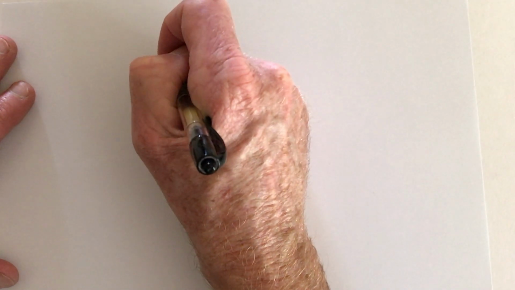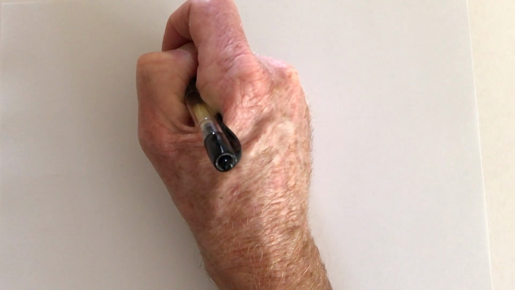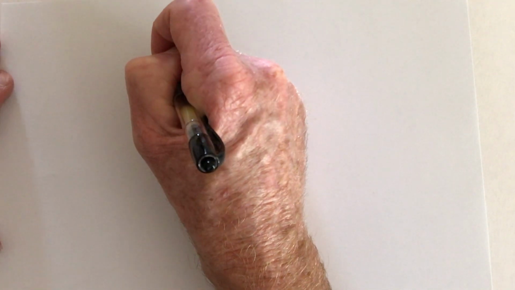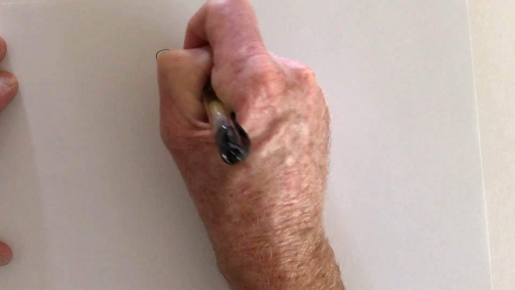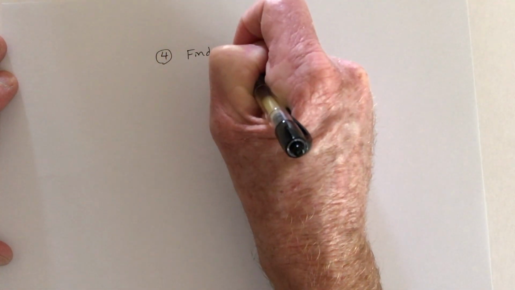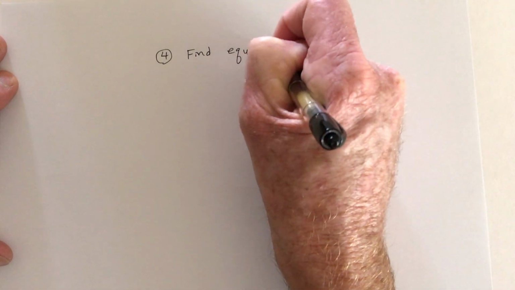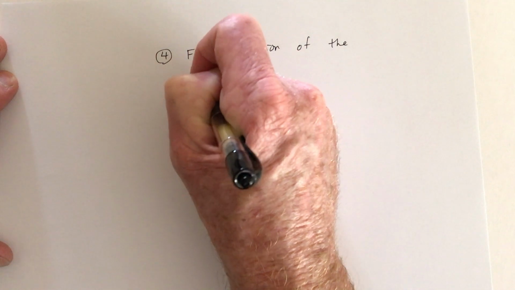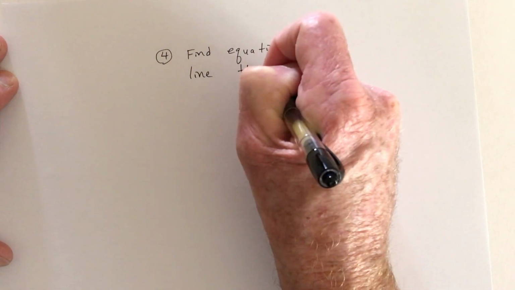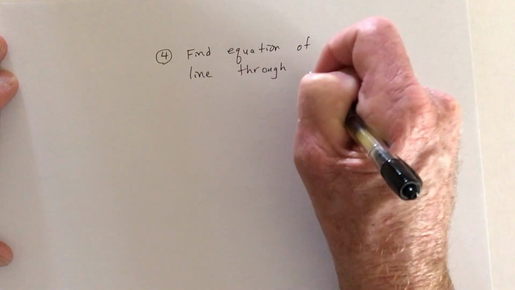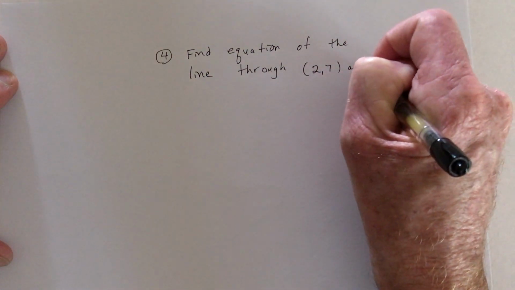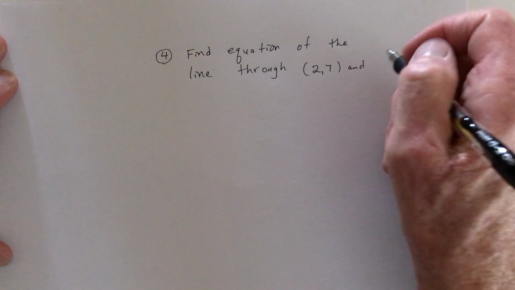So for example, find the equation of the line. I was just trying to see which number example this is, number 4. So for example number 4, find the equation of the line through 2 points. And I'm going to use 2 comma 7 and 4 comma 13.